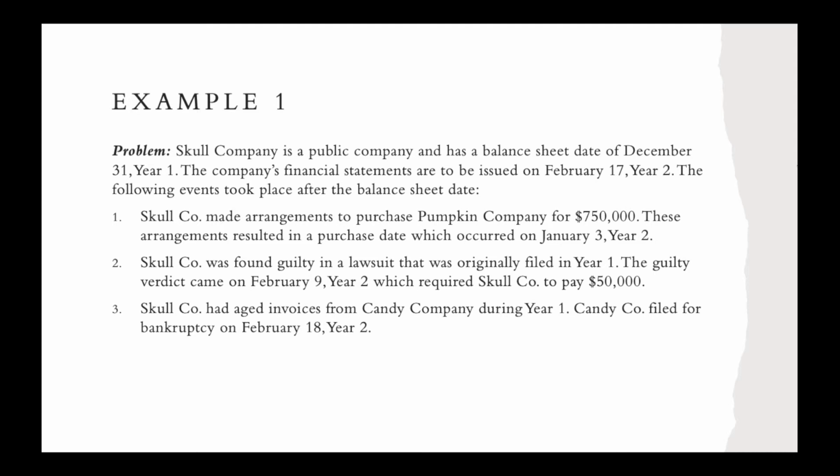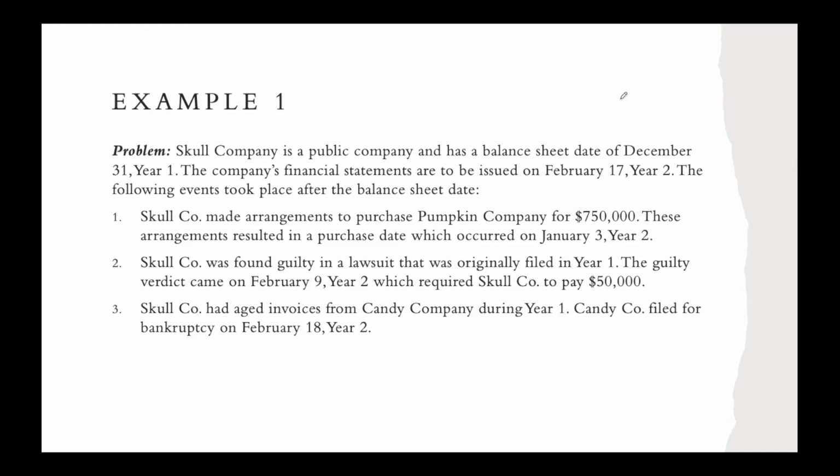So, example 1, the problem. Skull Company is a public company that has a balance sheet date of December 31st, year 1. The company's financial statements are to be issued on February 17th, year 2. The following events took place after the balance sheet date. Now, what we're going to want to do here is say whether the company should provide an accrual and disclosure, a disclosure only, or none of the above.